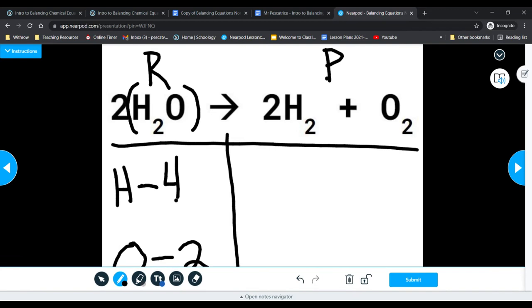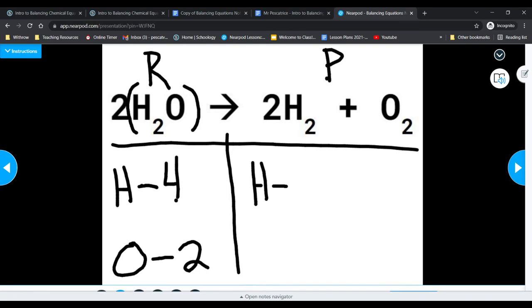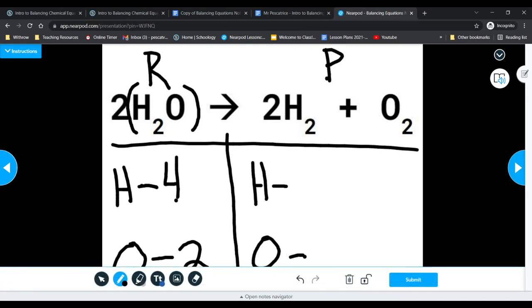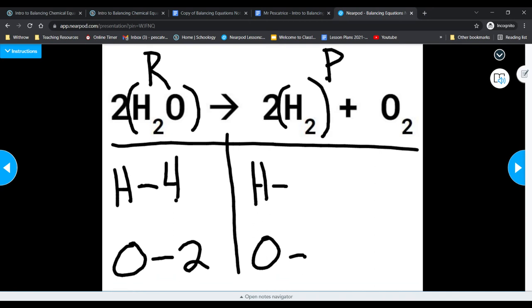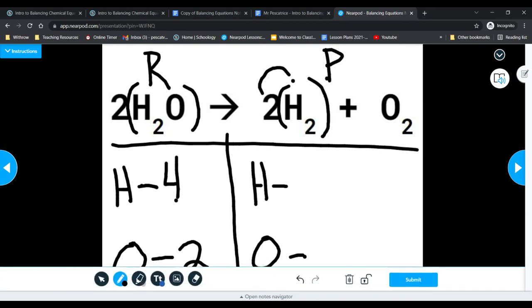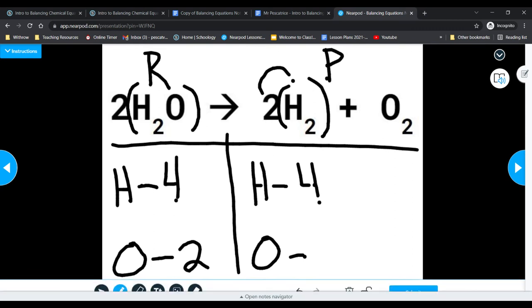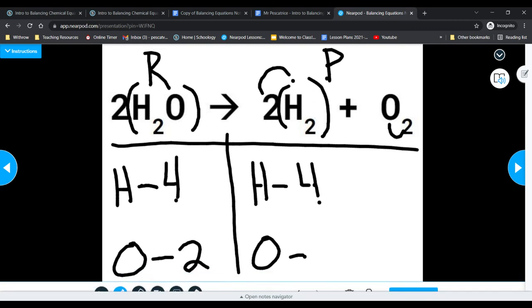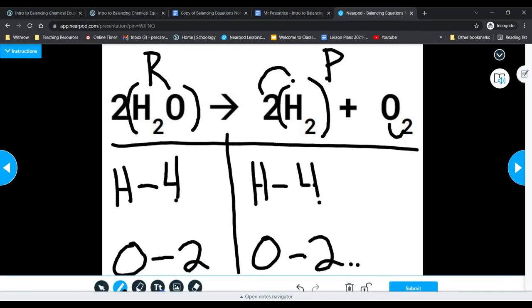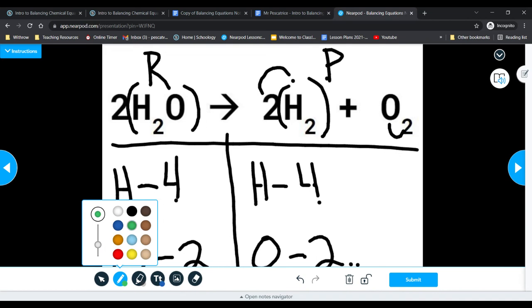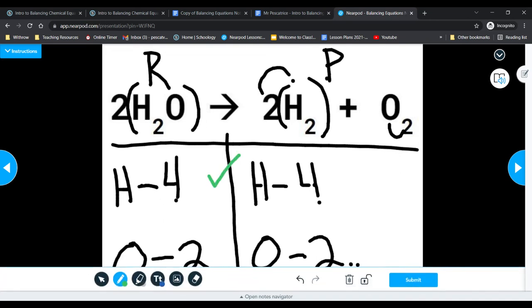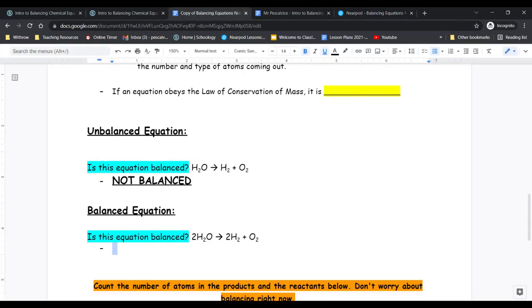We'll go to the other side of the equation now. We have hydrogen again. You have oxygen again. So again, here's that coefficient. Remember, that means 2 of this whole thing. So if I have 2 H2s, then I make a total of 4 hydrogens, and this is by itself, so it's only 2. So now let's see if they match. 4 and 4, that's a match. 2 and 2, that's a match. So this equation is balanced. So in your notes, you'll type out balanced.